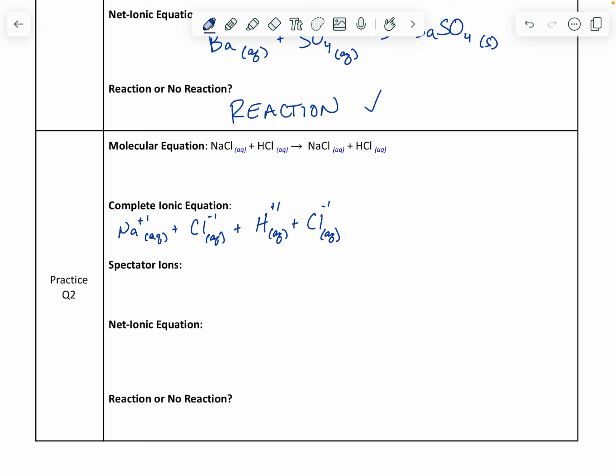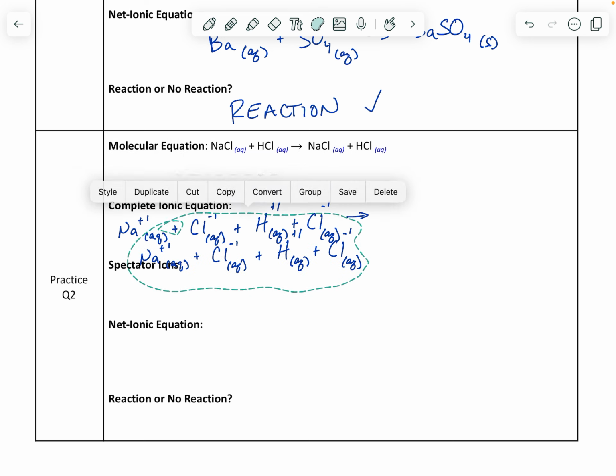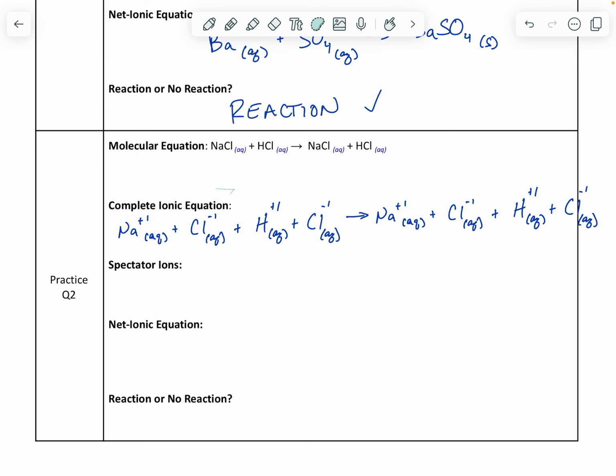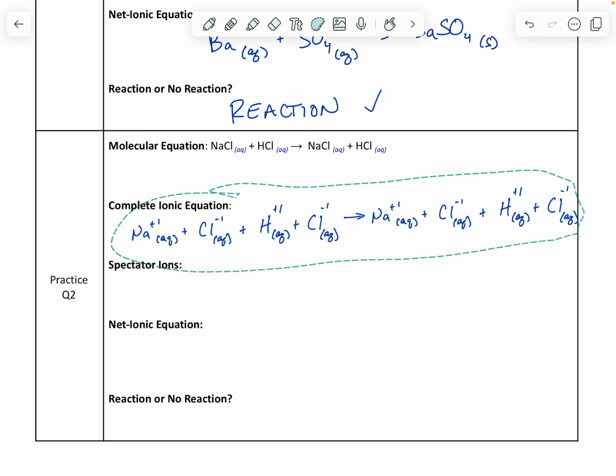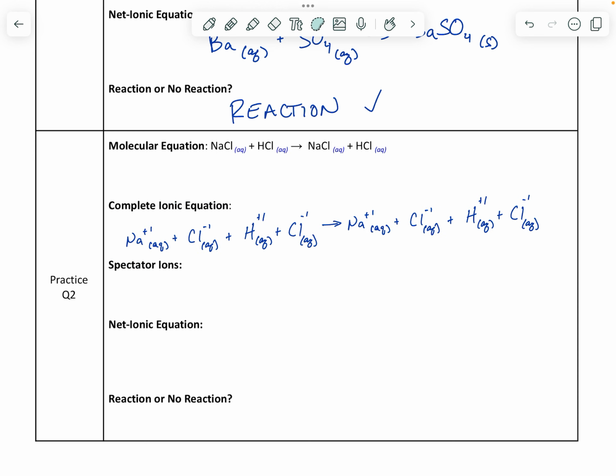I am just literally going to duplicate this to save time, which if you're on your iPads, I highly recommend doing as well. All right, and so what do you notice? Well, I notice that I see a sodium ion on both sides, by itself, so that's a spectator. I see a chloride in different places, but I see that chloride is on both sides. That's a spectator. I also see that hydrogen is a spectator, and what do we do with spectators? Well, we cross them out.